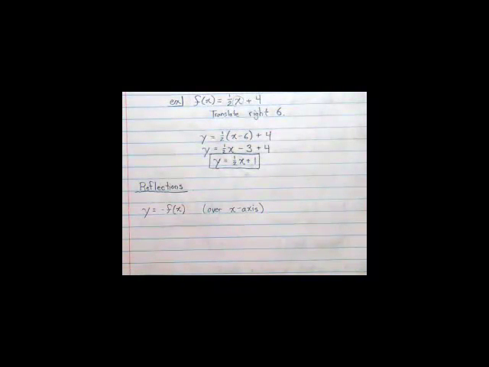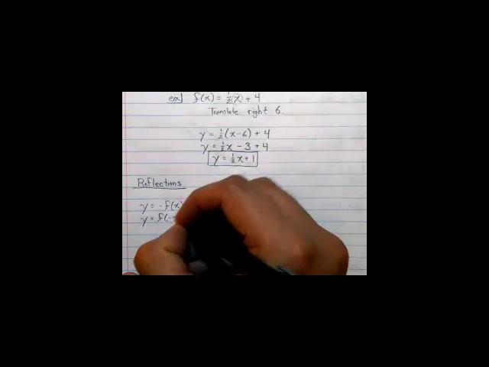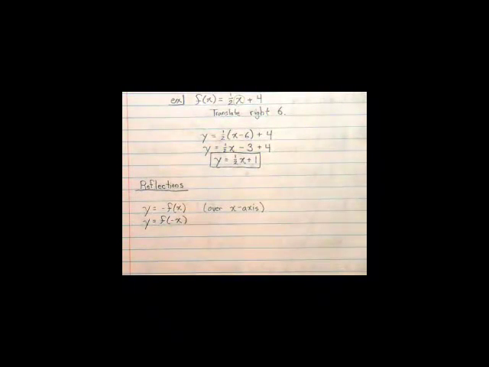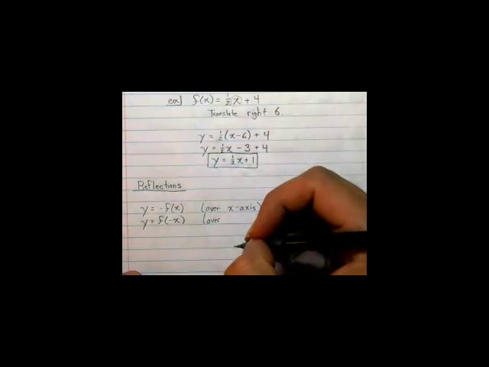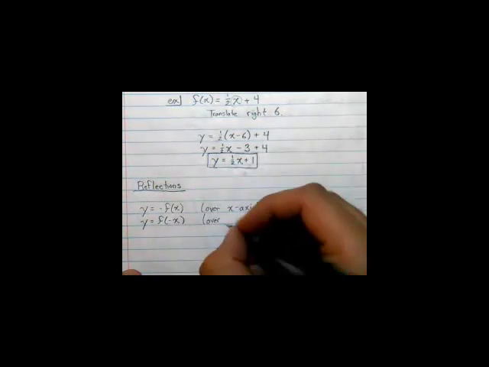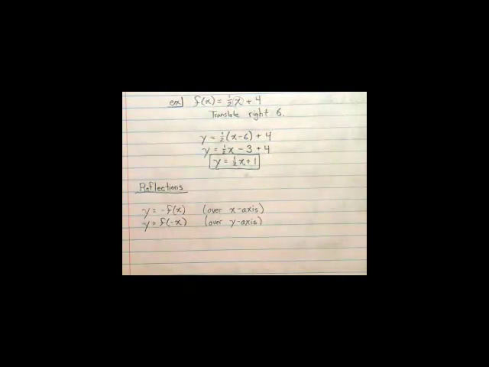So if we want to reflect it over the y-axis, it looks like that, f of negative x. So instead of making the entire equation negative, it's just the x becomes negative. And again, we're going to want to think like a substitution, like we did with the horizontal translations. Okay, so let's practice this a little bit. We'll do one of each here.